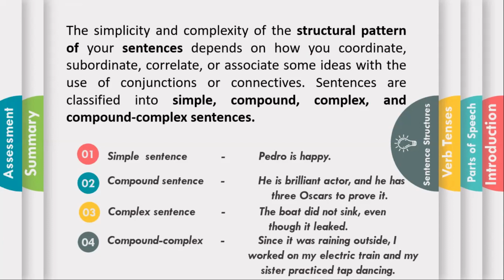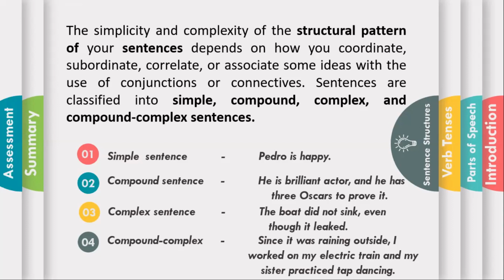Number 3. A complex sentence contains one independent clause and one or more dependent clauses. The boat did not sink even though it leaked. The independent part is the main clause.